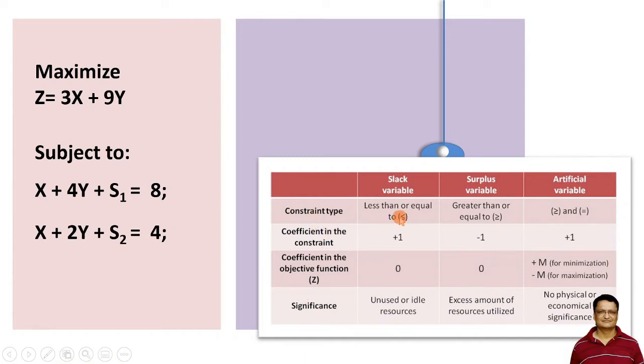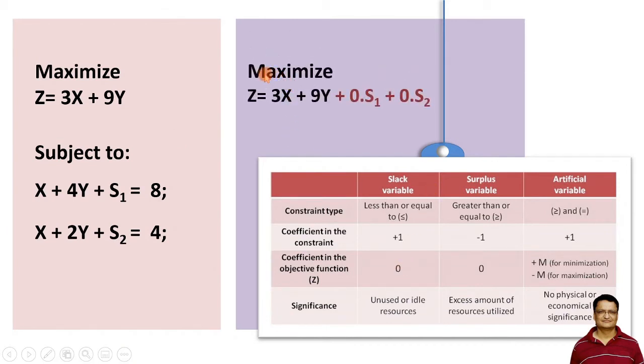Now we have a constraint of less than or equal to type, right? So its coefficient in the constraint will be +1. So for the first constraint we have taken it as plus S1, and for the second constraint we have taken it as plus S2, but its coefficient in the objective function is going to be 0. So we have to add these two slack variables in the objective function with 0 coefficient. Now we should know that slack variables signify the unused or idle resources. So let us add this S1 and S2 in the objective function with 0 coefficient.